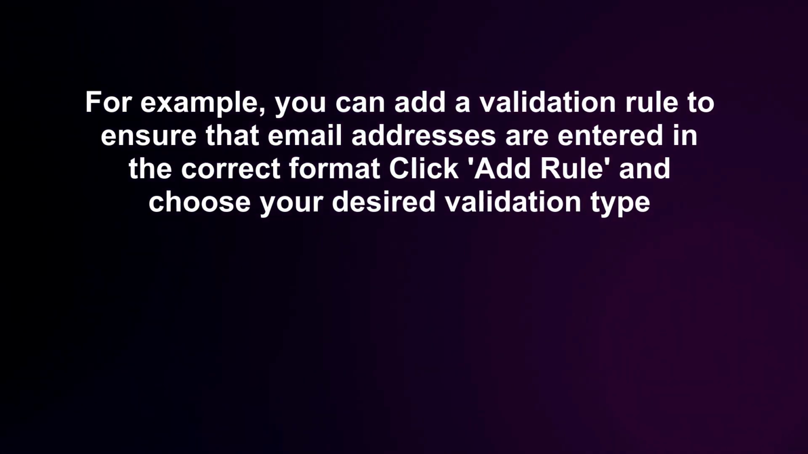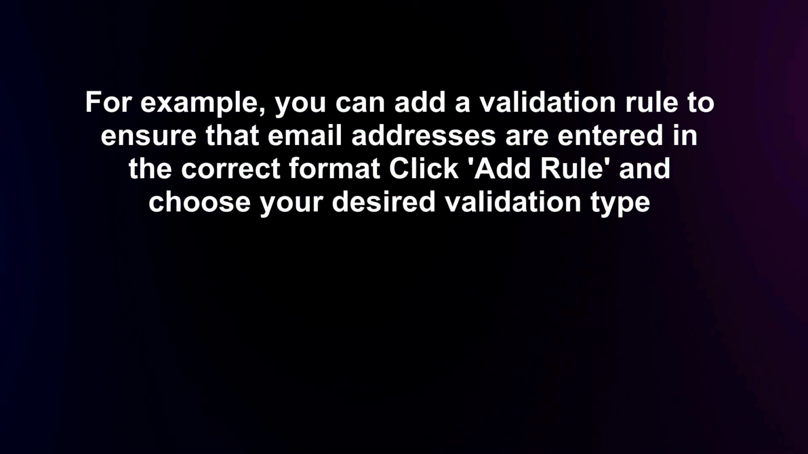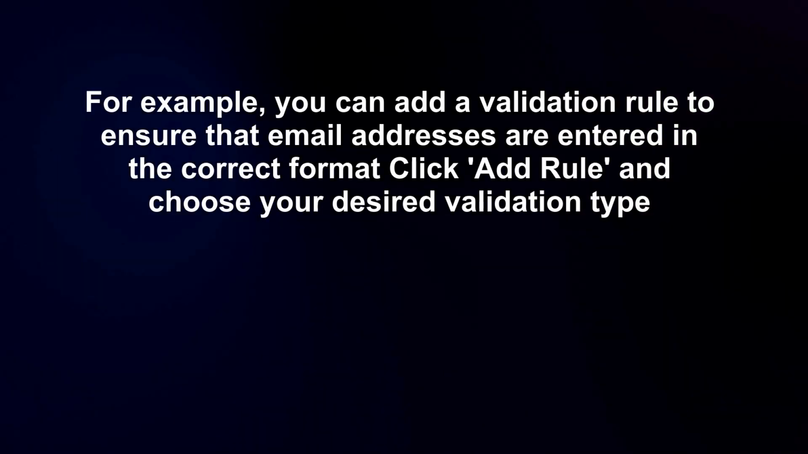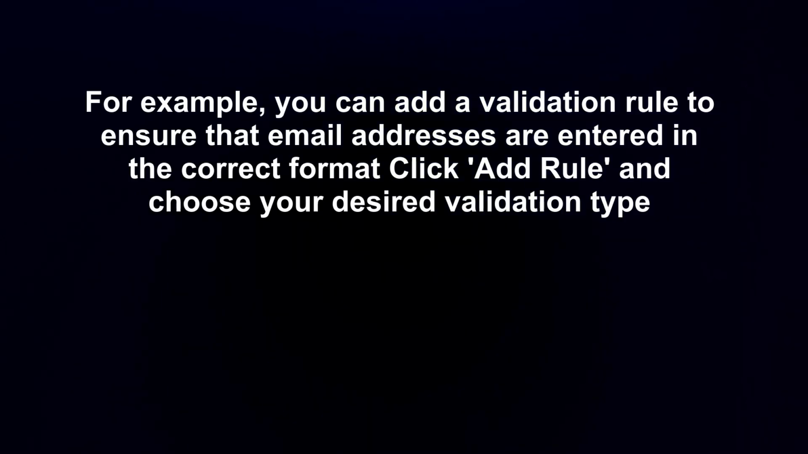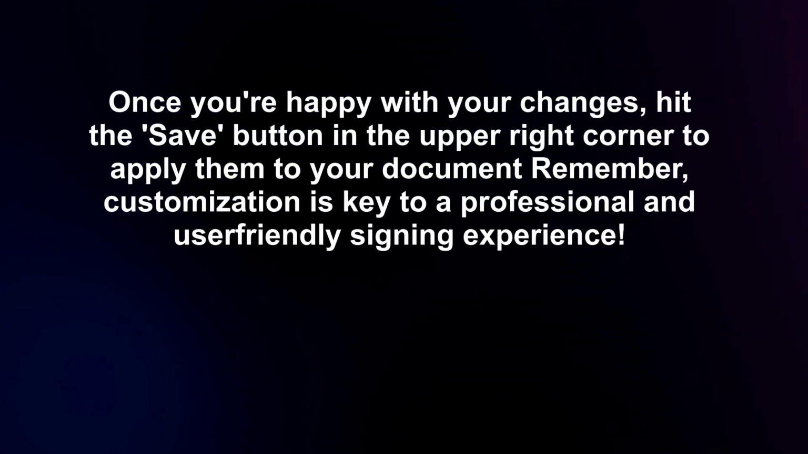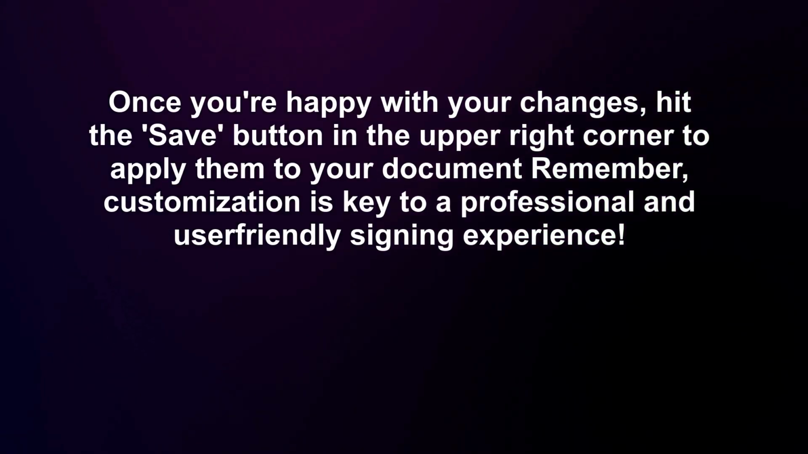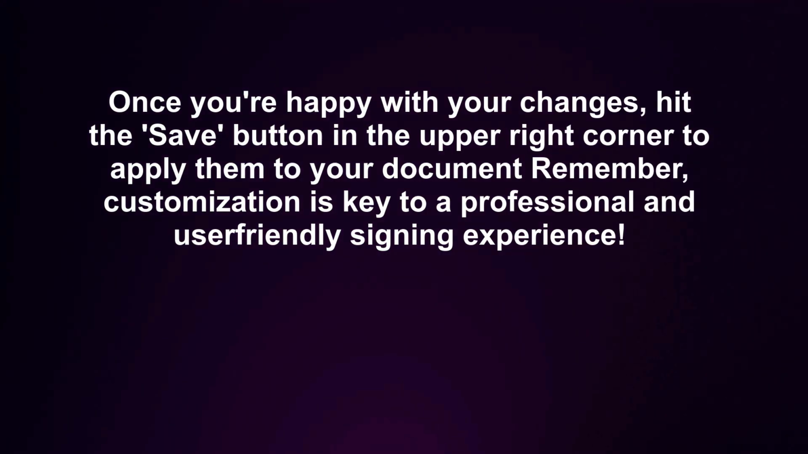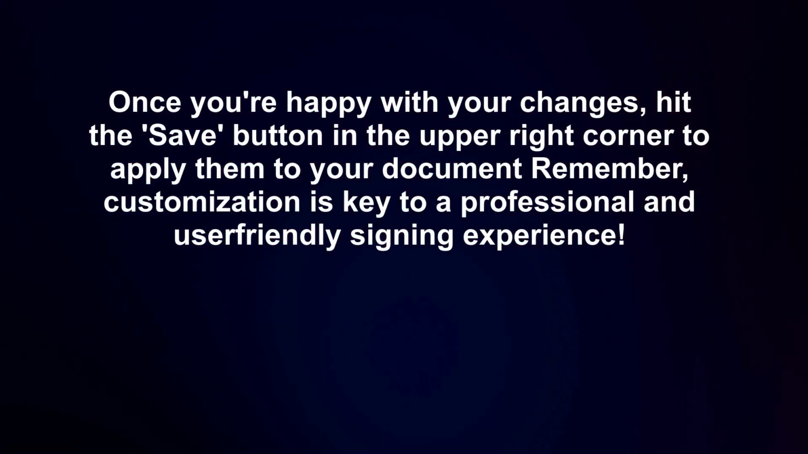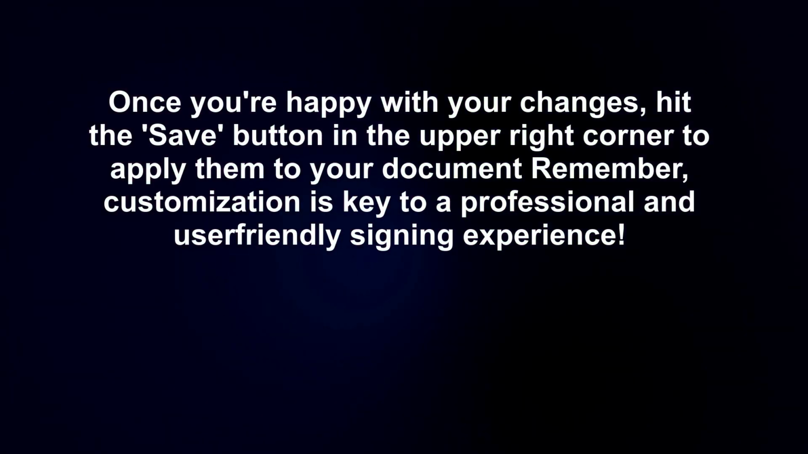For example, you can add a validation rule to ensure that email addresses are entered in the correct format. Click Add Rule and choose your desired validation type. Once you're happy with your changes, hit the Save button in the upper right corner to apply them to your document. Remember, customization is key to a professional and user-friendly signing experience.